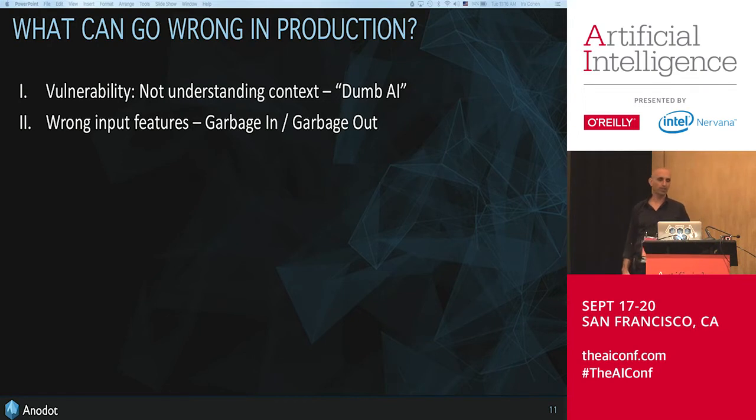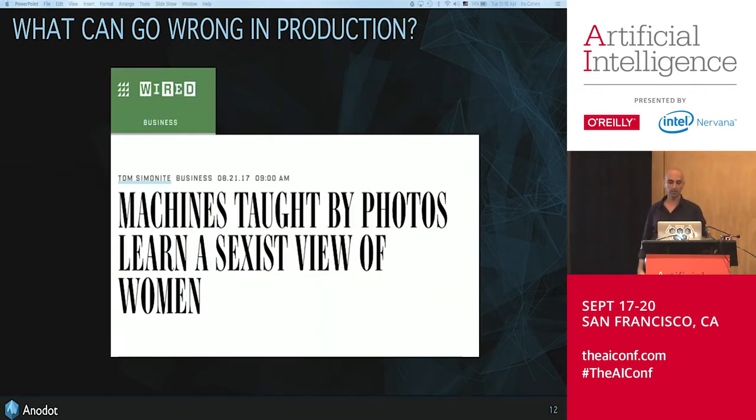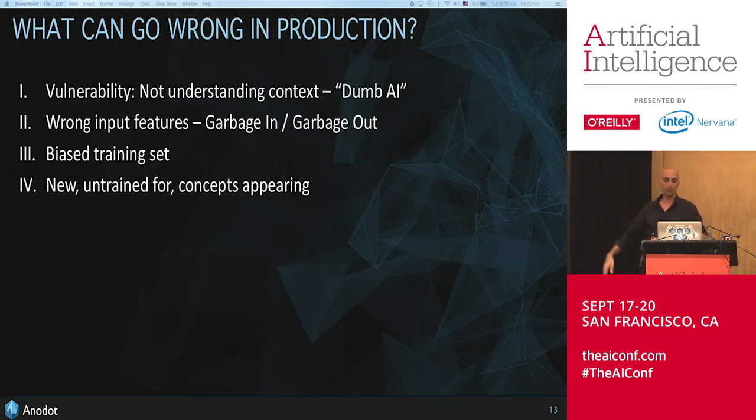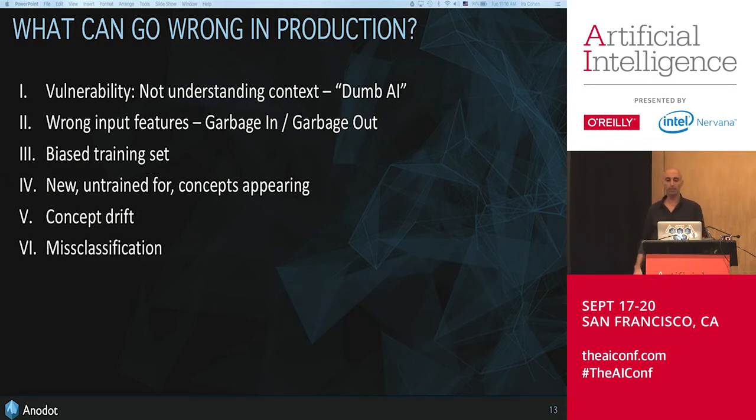You can have biased training sets. You're training with biased training sets, and then you get articles like this: how machines taught by photos learn a sexist view of women. This is from a recent Wired article. You might have trained to do certain classification, and all of a sudden there are new concepts that appear. You can have concept drift. So you trained on something, but the real world, the concepts actually changed along the way. You can have misclassification and so many other things that can go wrong.